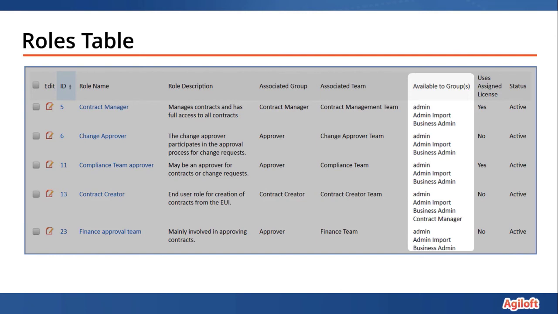We can also see from this table view whether the role uses an assigned license, as well as whether the role is an active role in the system.